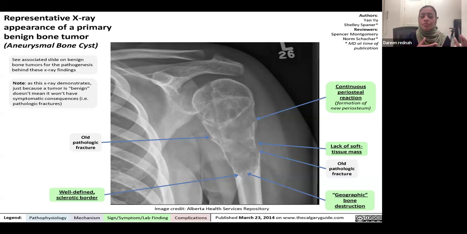With trauma, you have to mention, is there intraarticular extension? Is it angulated? Is it displaced? What is the classification? Always learn how to read the images.